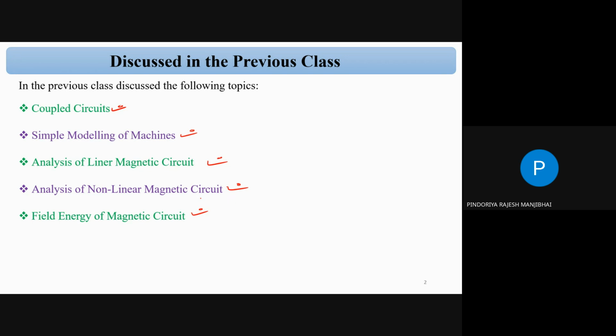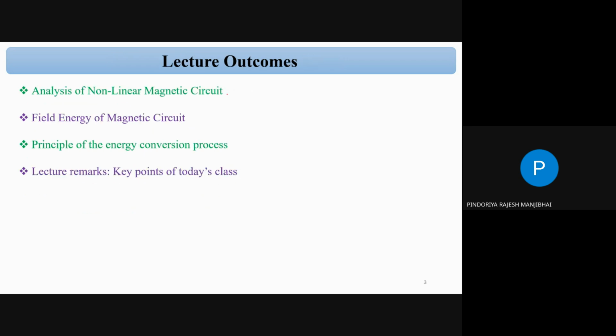In today's class, we start with the non-linear magnetic circuit, then energy and co-energy, as well as how we can convert electrical energy into mechanical energy. Correct? So these three topics we will discuss today. Starting with the analysis of the non-linear magnetic circuit. Any idea what is the meaning of non-linear magnetic circuit?